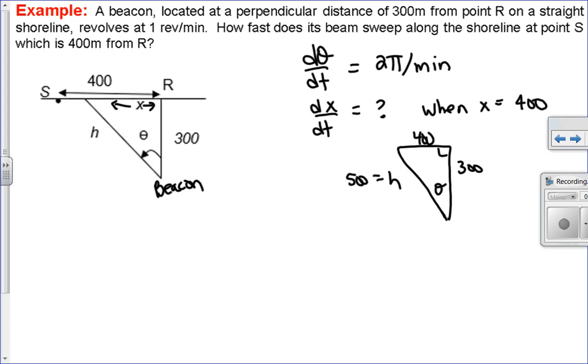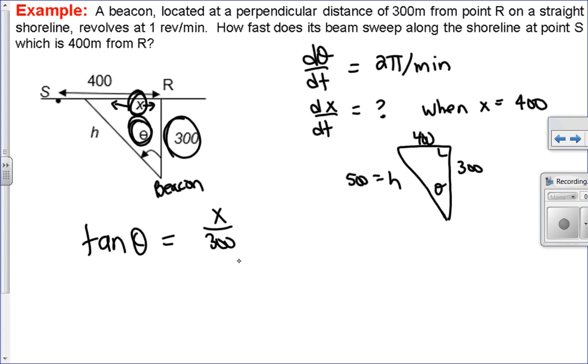So let's look at coming up with an equation in general. So right now I have x, which I need in my equation, theta, which I need, and 300, which is fixed. So looking at that, that's a tan ratio. So I'm going to write tan of theta is equal to opposite x over adjacent 300. Let's multiply both sides by 300. So 300 tan theta is equal to x.